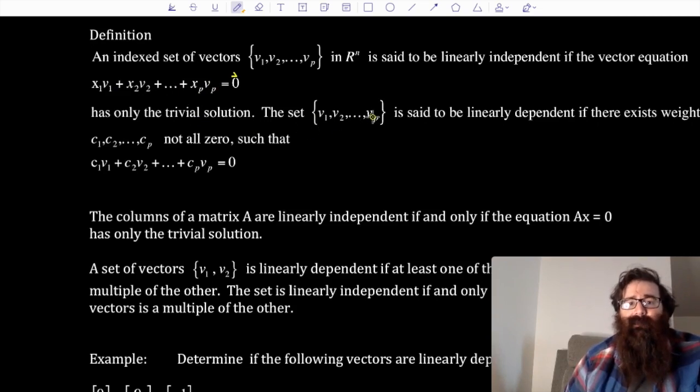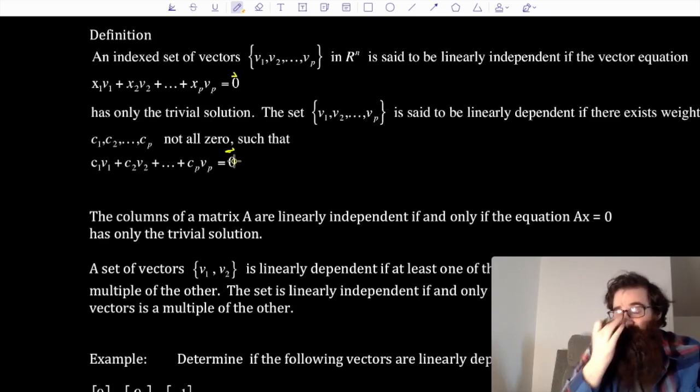We would say that the same set is said to be linearly dependent if there does exist weights. We call them either x or we can call them c. I think c makes it feel a little bit more natural. If there do exist weights, c sub 1, c sub 2, so on and so forth to c sub p, where they're not all 0. Some of them could be 0, but the point is that not all of them have to be 0, such that that linear combination, c sub 1 times vector v sub 1 plus c sub 2 times vector v sub 2 plus so on and so forth plus c sub p times vector v sub p is equal to the 0 vector.